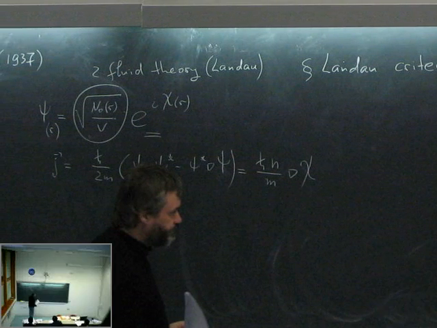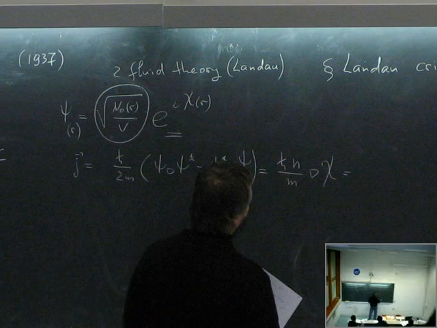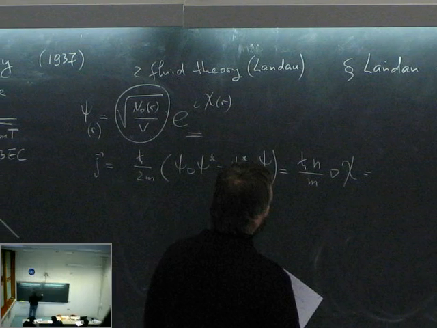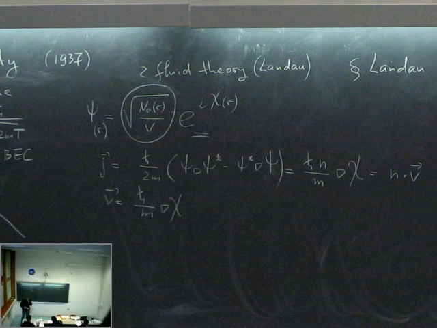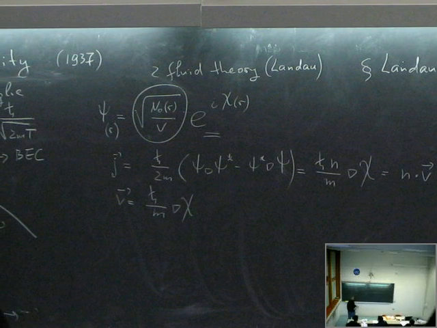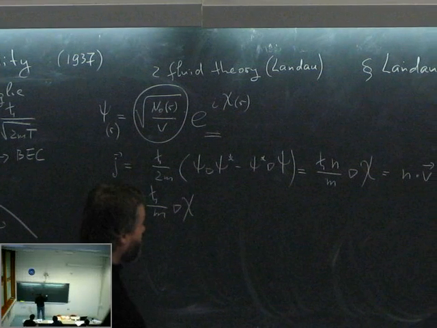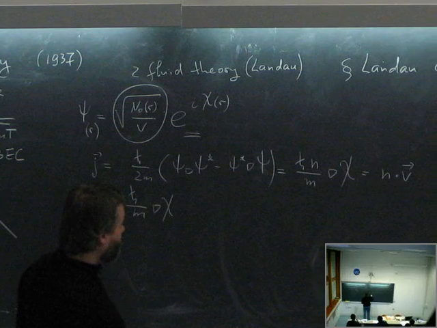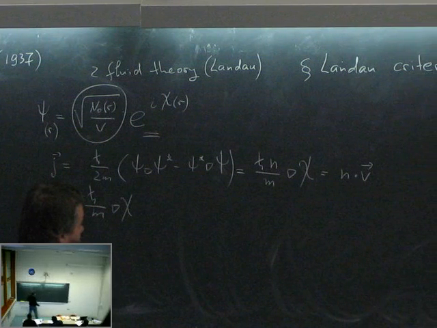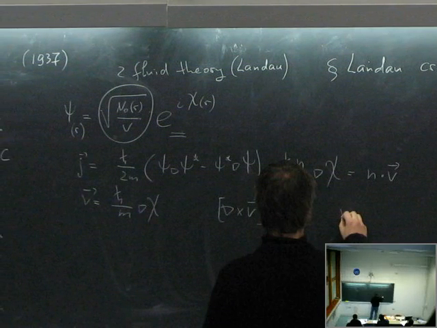Okay, if we write the current as density times velocity, then we can write down that velocity is equal to h bar over m gradient chi. So we have a liquid and we have a potential motion. Potential motion means our field of velocities satisfies the equation nabla cross v is equal to 0. And since v is itself a gradient of chi, we have nabla cross nabla chi is equal to 0.